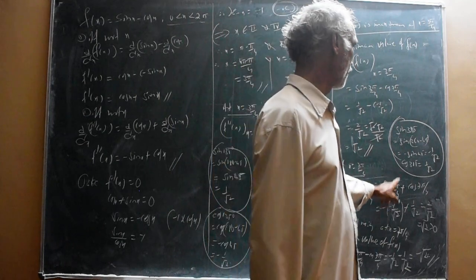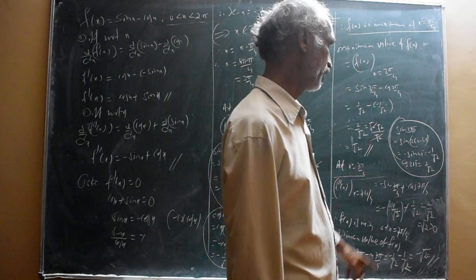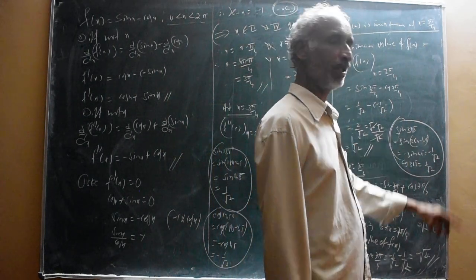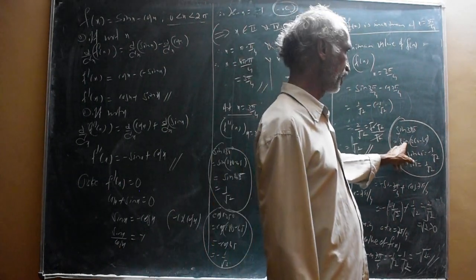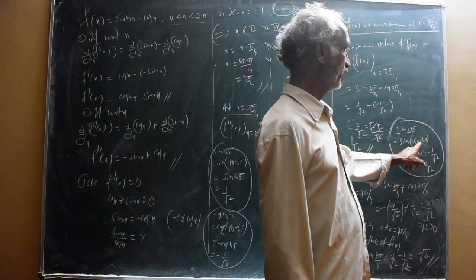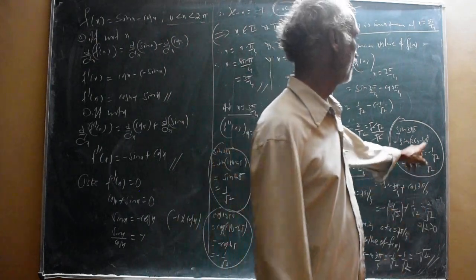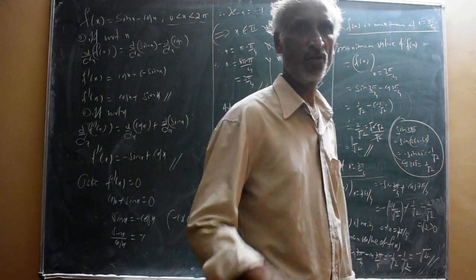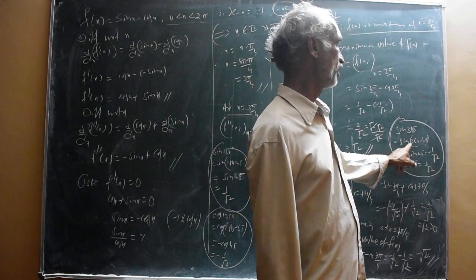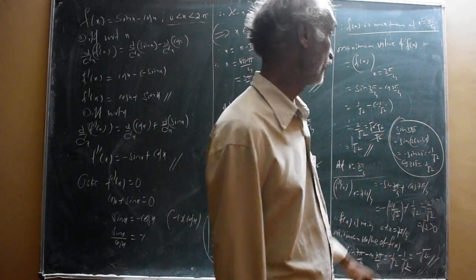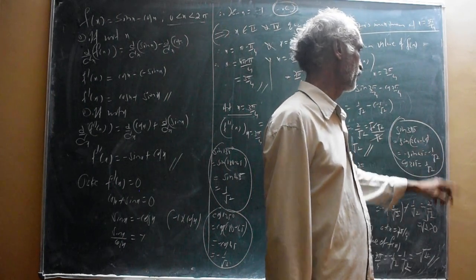7 pi by 4 equals 7 into 45, 315. 7 into 45 is 315. Sin 315 is sin of 360 minus 45. With 360, ratio does not change, sin only, sin 45. Which quadrant? Fourth. In the fourth quadrant sin is negative, therefore minus. Sin 45 is 1 by root 2, so this is minus 1 by root 2.